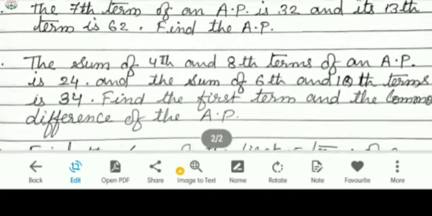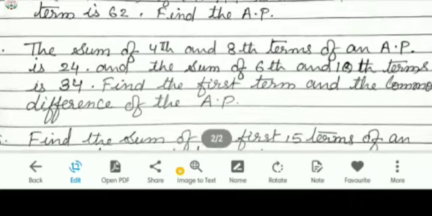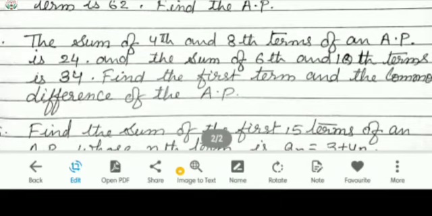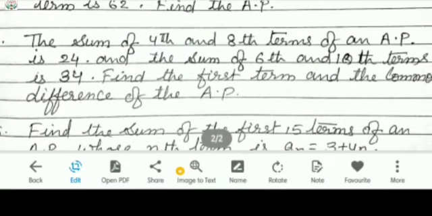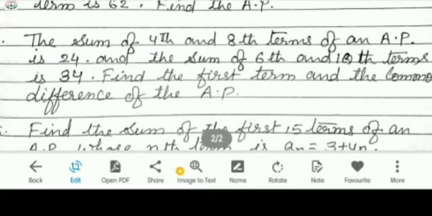Now the fourth question: the sum of the 4th and 8th terms of an AP is 24. That means A4 plus A8. A4 will be A plus (4 minus 1) into D, that is A plus 3D. In the same way, the 8th term is A plus (8 minus 1) into D, that is A plus 7D.